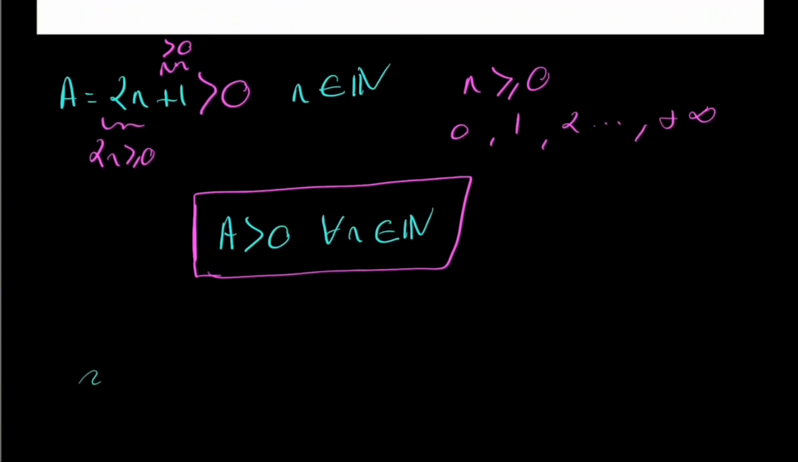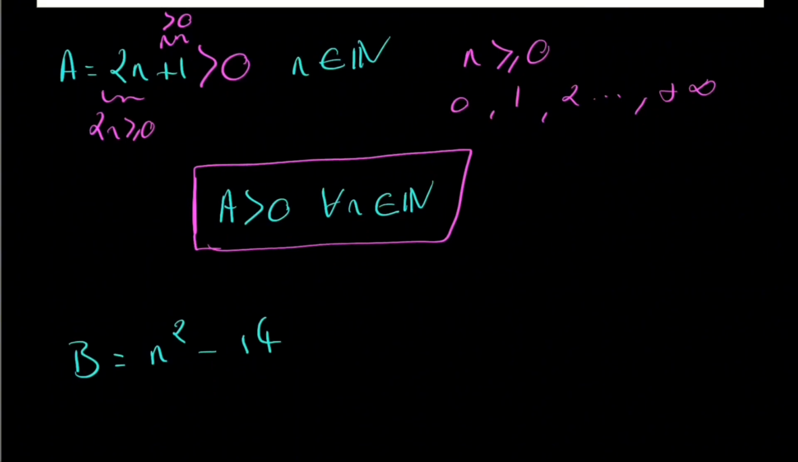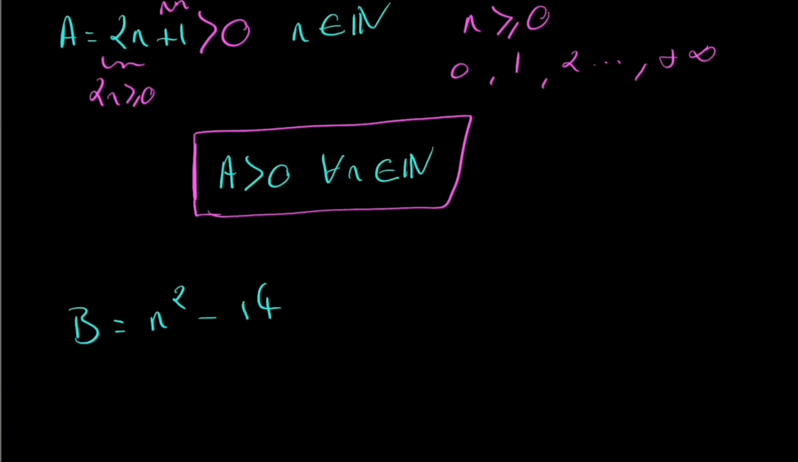Number 2, b is equal to n squared minus 14. At first look, when n is large, we will have something large minus something quite little, and it's going to be positive. But for n equal to 0, for instance, we've got b equal to minus 14, so something negative.